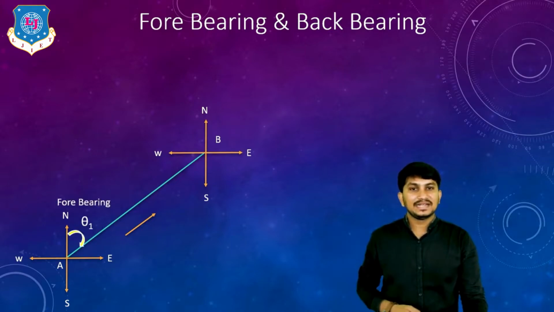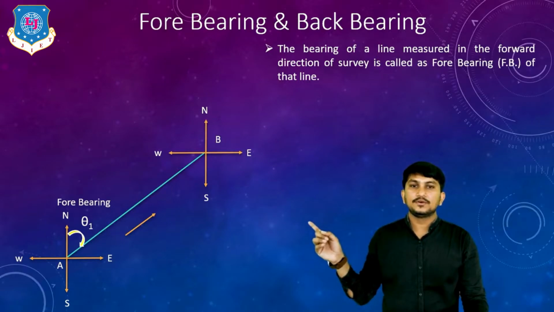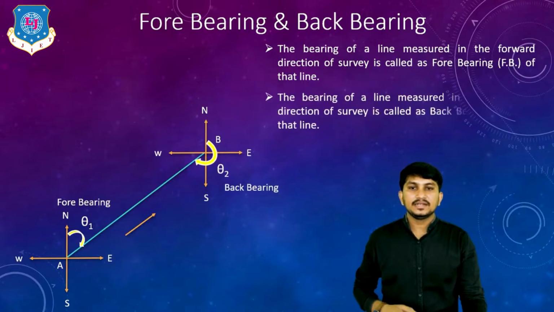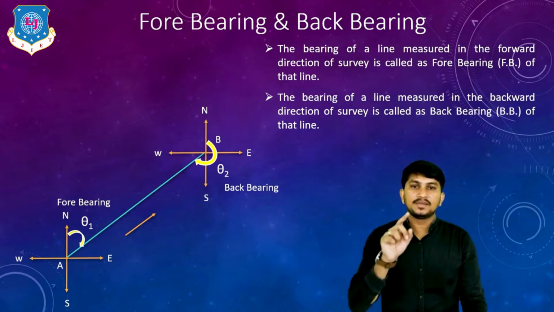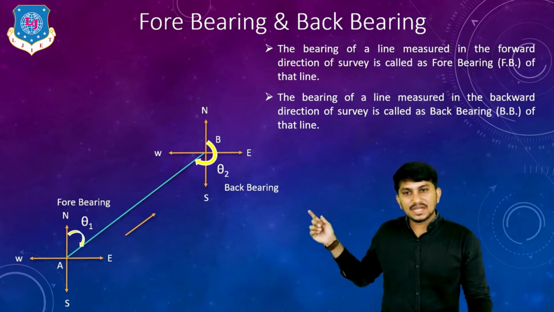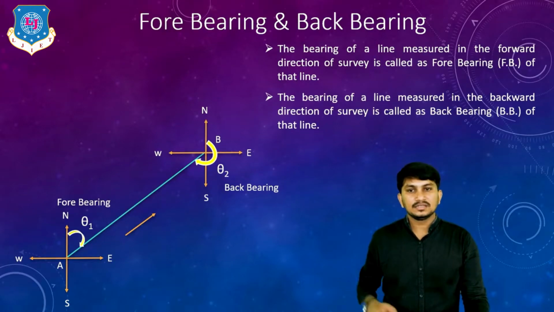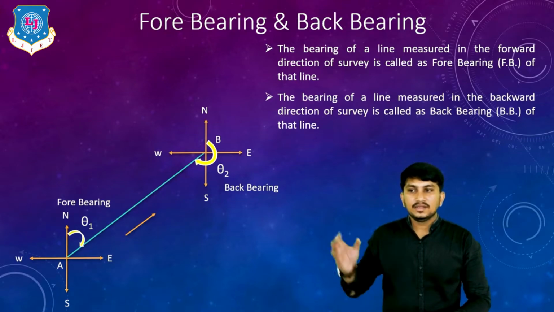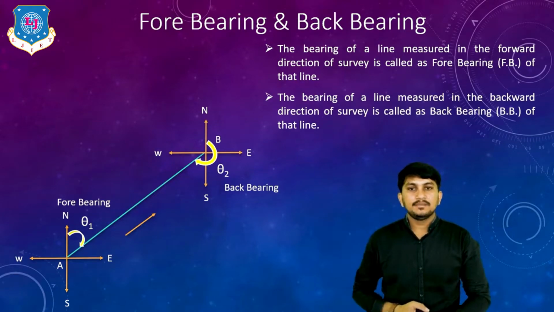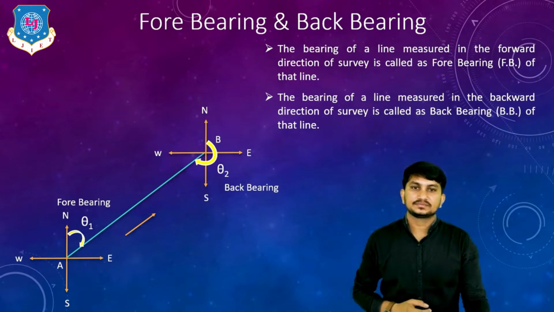If the bearing of the line is measured in the forward direction of the survey, it is called the fore bearing, or FB, of that line. If the bearing of the line is measured towards the backward direction of the survey, it is called the back bearing of the line. Here theta 1 is the fore bearing and theta 2 is the back bearing, because theta 1 is measured towards the direction of the survey while theta 2 is measured in the backward direction of the survey. So it is called the back bearing.